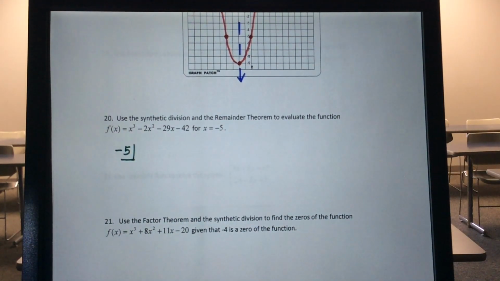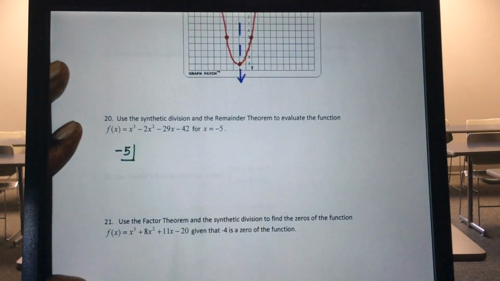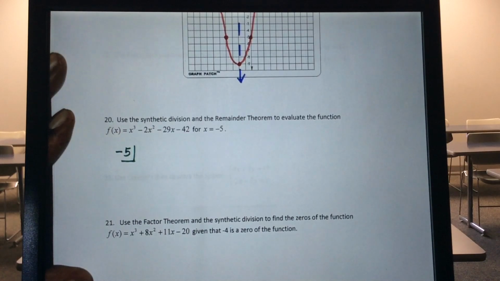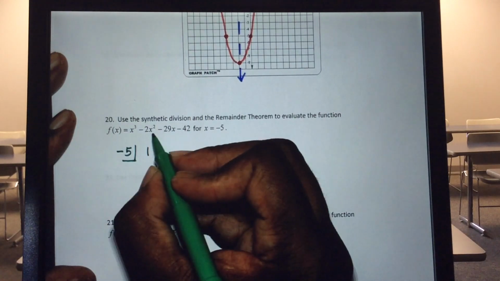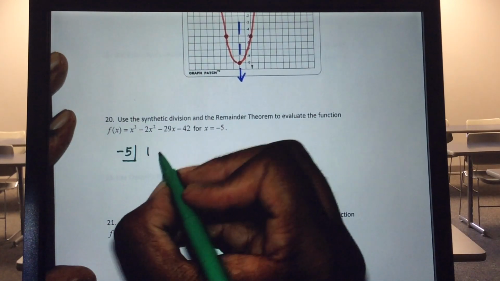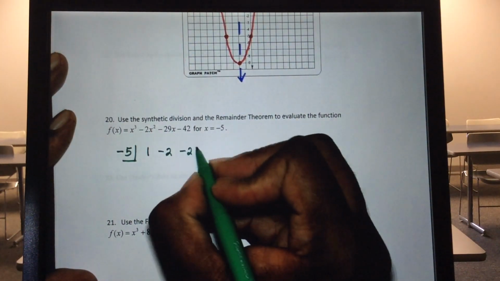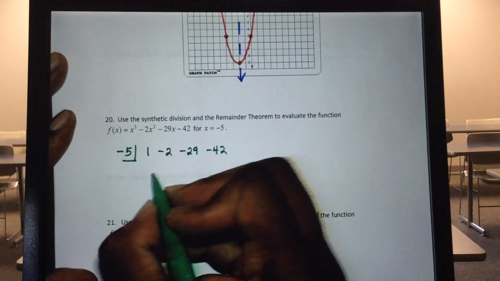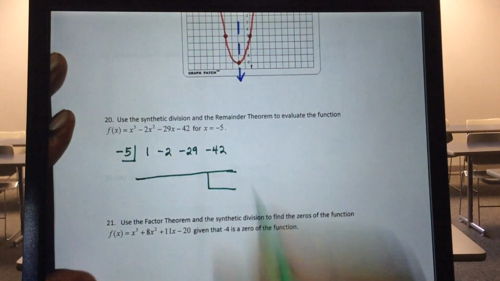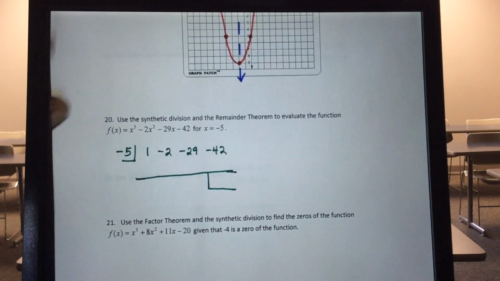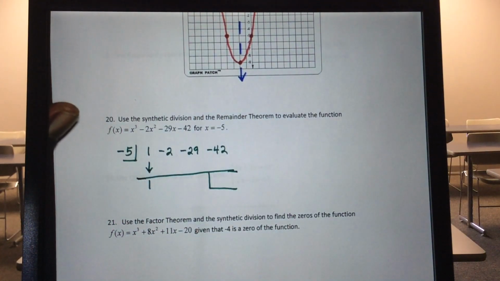Now in the f of x, there are no missing terms here. We got x cubed, x squared, the x, and the constant, so we can write down their numerical coefficients. So for the x cubed, that coefficient will be 1. The x squared has a coefficient of negative 2. The x has a coefficient of negative 29. Negative 42 is your constant. You have to forgive me for that line being a little bit lopsided. Here I'm going to bring down the 1, which is your leading coefficient, in the bottom row.